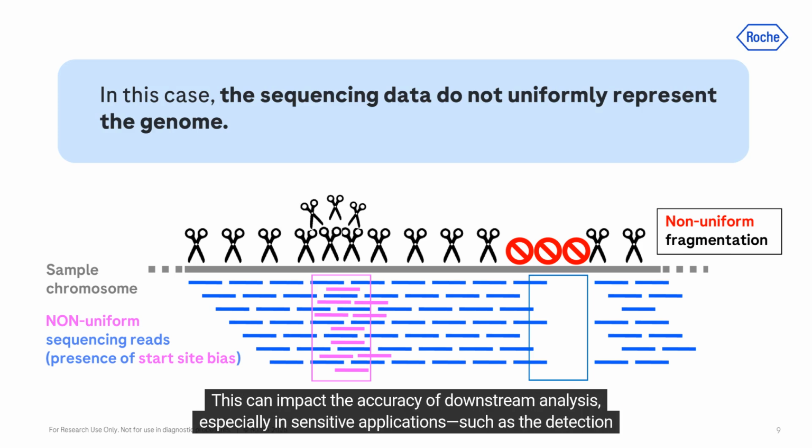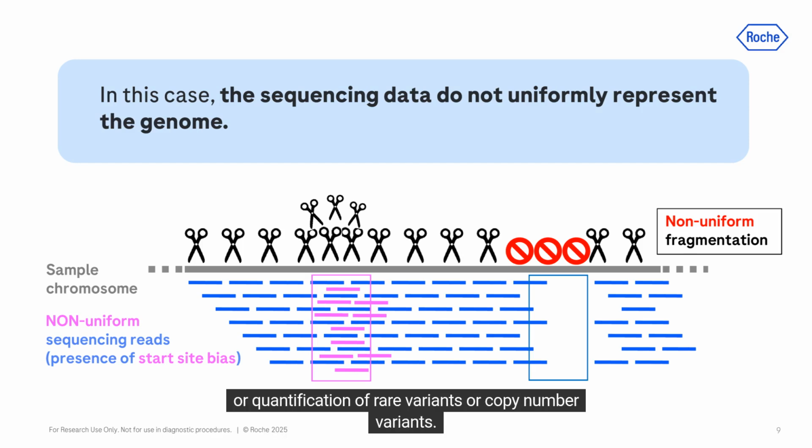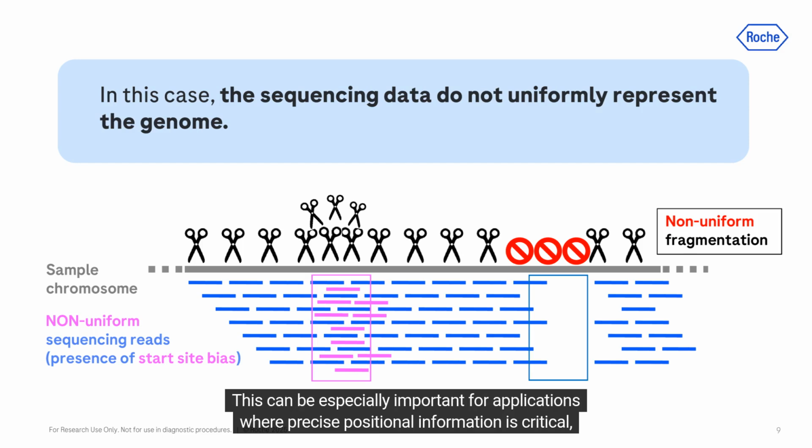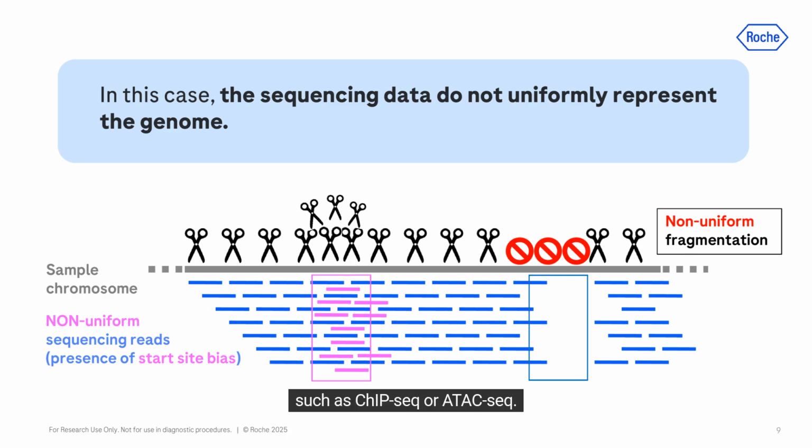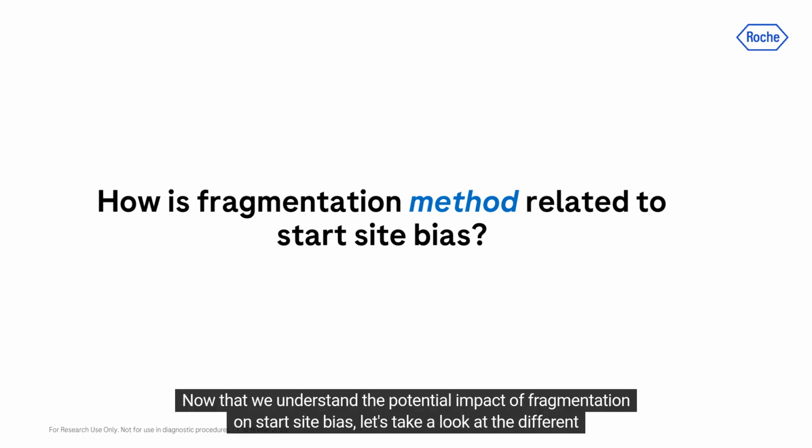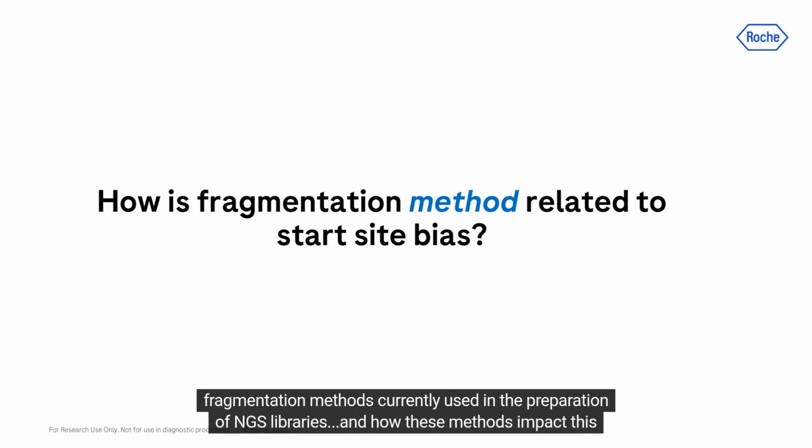This can impact the accuracy of downstream analysis, especially in sensitive applications, such as the detection or quantification of rare variants or copy number variants. This can be especially important for applications where precise positional information is critical, such as ChIP-seq or ATAC-seq. Now that we understand the potential impact of fragmentation on start site bias, let's take a look at the different fragmentation methods currently used in the preparation of NGS libraries, and how these methods impact this metric.